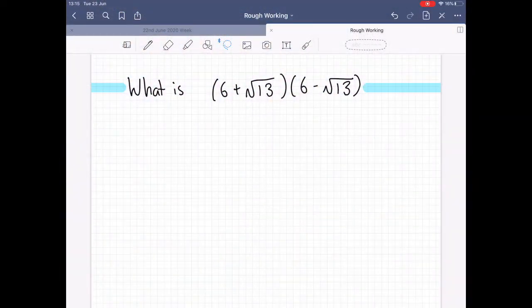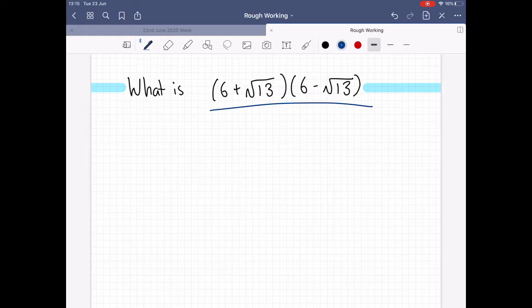What is (6 + √13)(6 − √13)? So we have to solve this. And there are just a couple of things you should know.